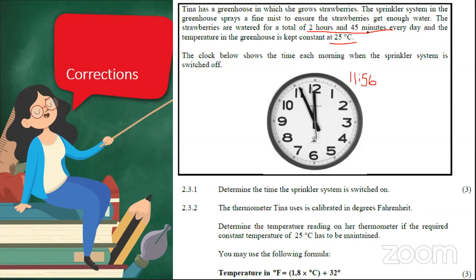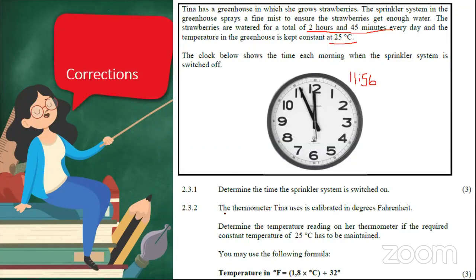For those who've done my homework, this is your opportunity to give me the answers. What time was the sprinkler switched on, if it was switched off at 11:56, and the duration of the watering was 2 hours, 45 minutes? If you know the answer, you can write the answer for number 1.